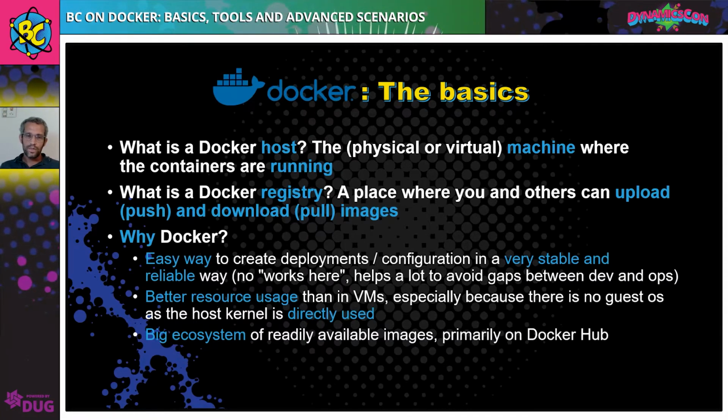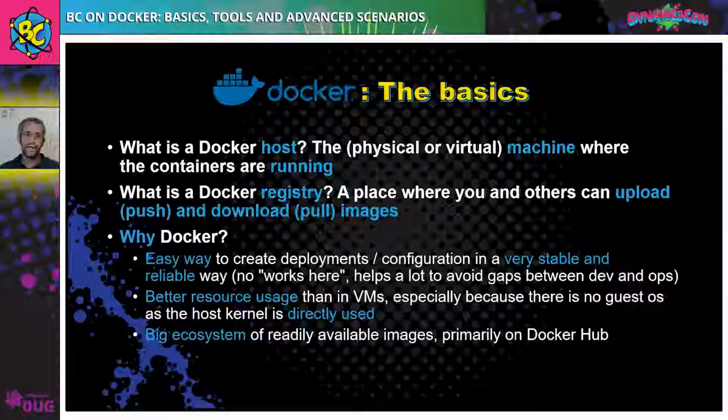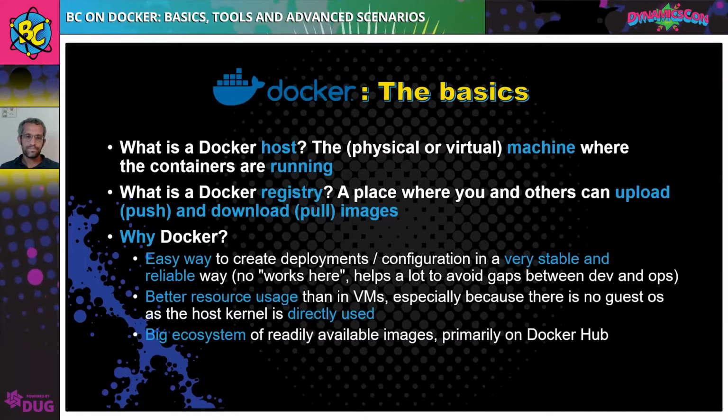You have better resource usage compared to VMs because a VM has more guest overhead than a container. So if you have the same amount of resources, you can only put in a number of VMs, and you can probably put in more Docker containers because they have less overhead.